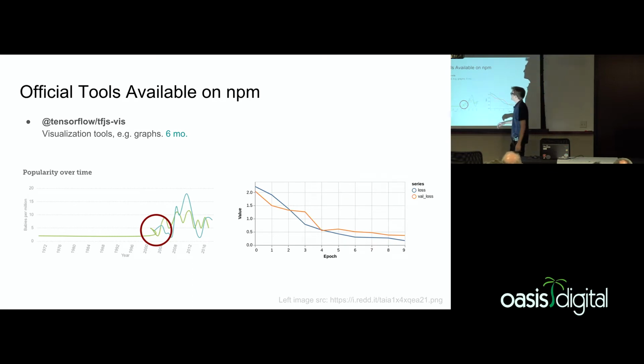Another one that's available, these are some tools actually, so these aren't models now. TFJS Viz, this gives you visualization tools that you can use. So graphs is one of them. This is an example of what it gives you in the box. I think this is really cool.